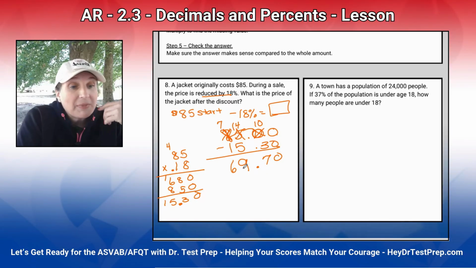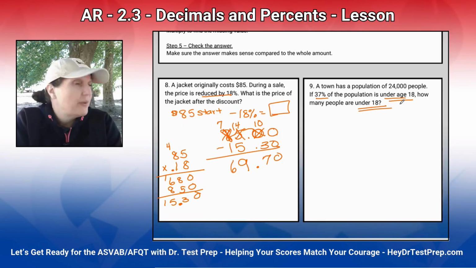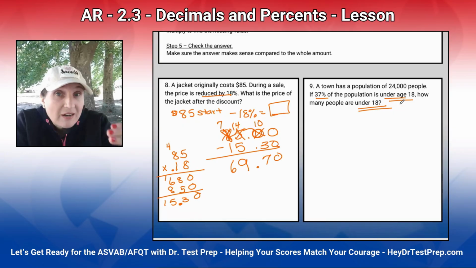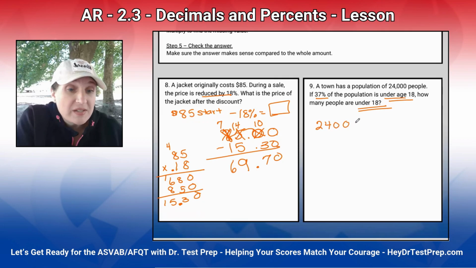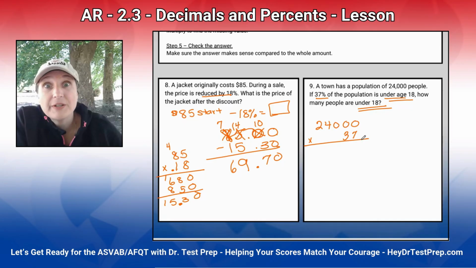Our next problem says the population of a town is 24,000 people. 37% is under 18. How many people are under 18? So this one we don't have to do any subtraction because it's telling you 37% are under 18, and I want to know how many people those are. So I'm going to do 24,000, and there is a trick that you don't have to worry about all these zeros, but we're not going to do that trick because I don't want you to get it wrong. So it's easier just to write all the zeros if you don't know what you're doing.